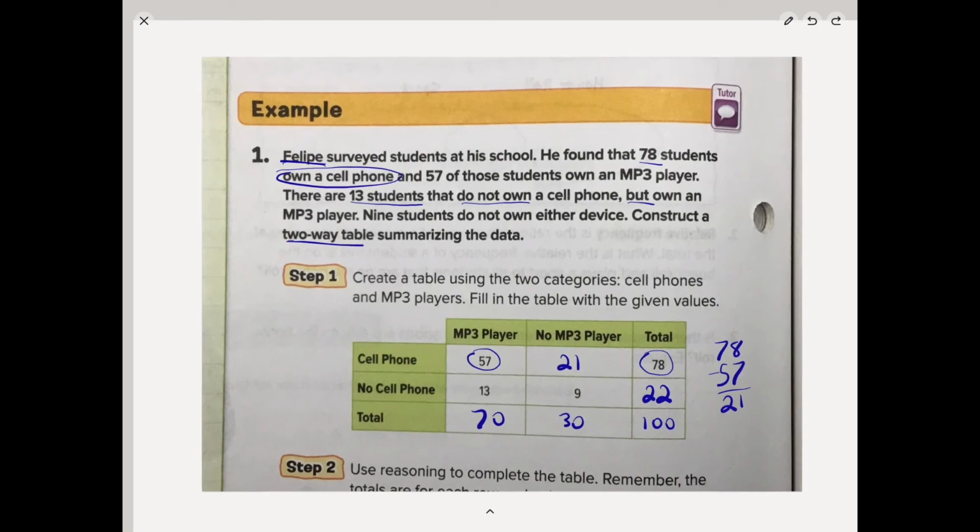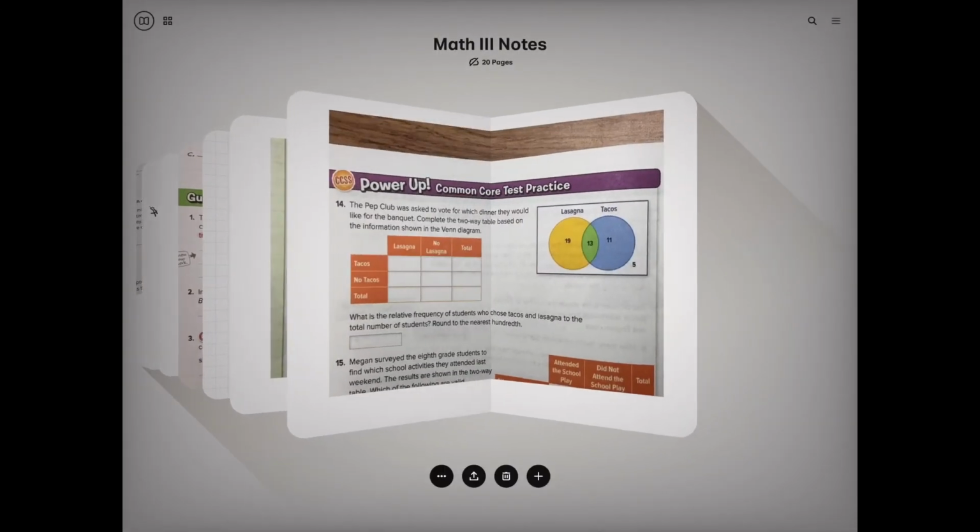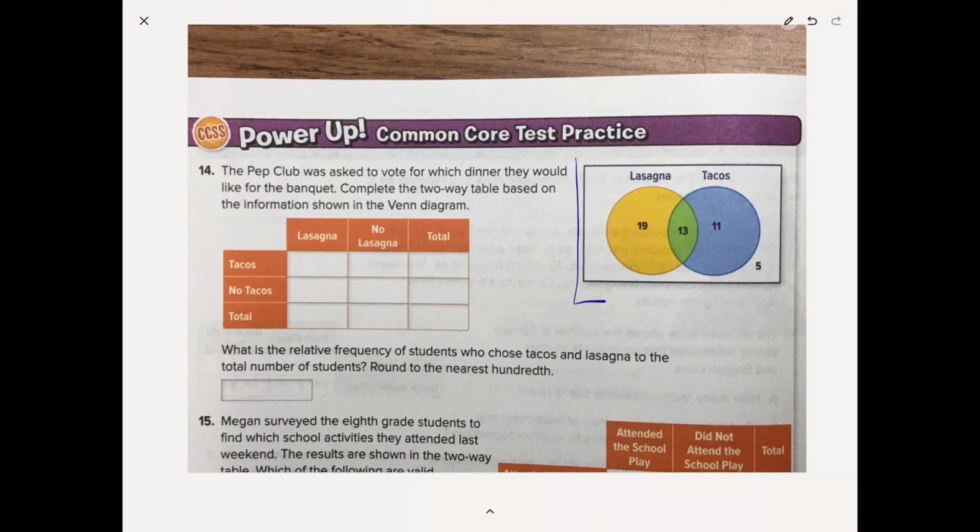Now, the other way that two-way tables show up in math is as Venn diagrams. You've probably seen these before. One circle shows how much of the one, the other circle how much of the other, and the space in between is how much overlap, how many people, in this case, like both tacos and lasagna. Excuse me, that's a phone call that I will answer in a little while. Okay, and here's my two-way table. I can pull over all of the information that I need from the Venn diagram.